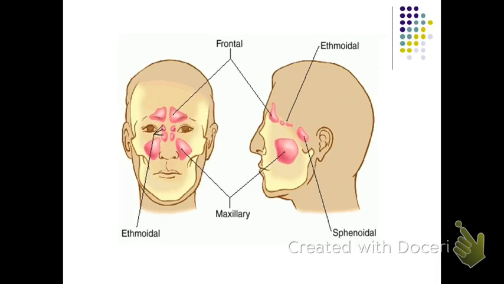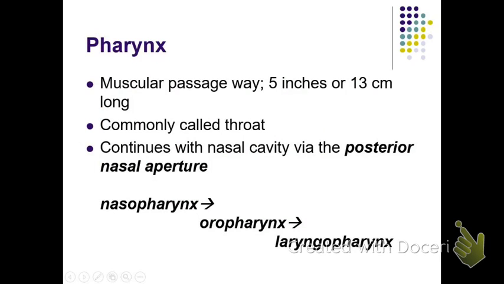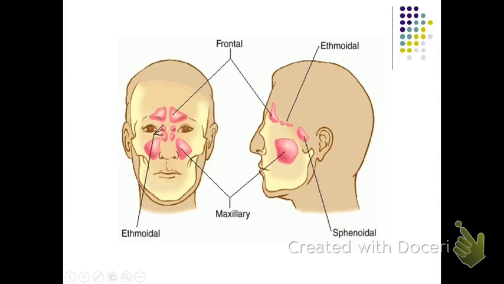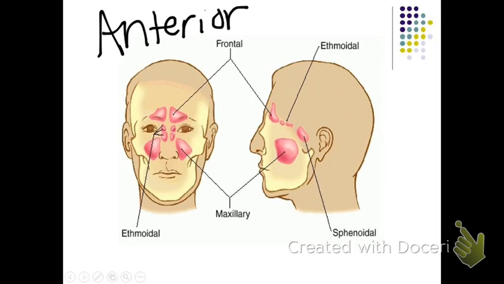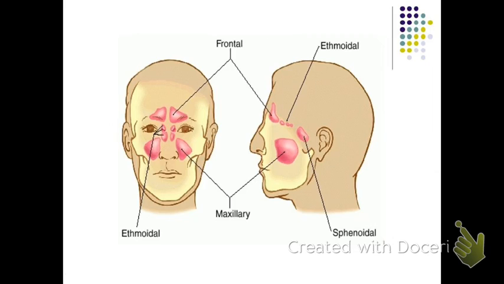And here's another image showing the ethmoidal, frontal, and sphenoidal arteries. This is a frontal, or more of an anterior image. And this is a transverse image, just showing the same types of sinuses.